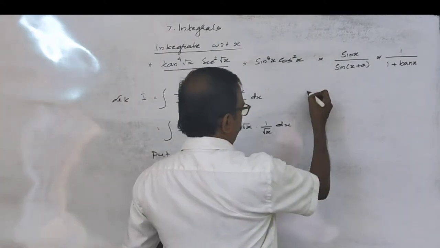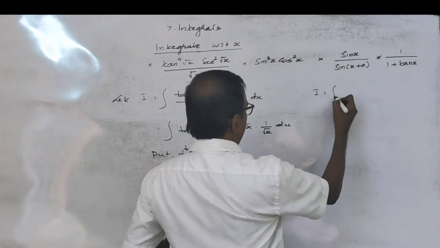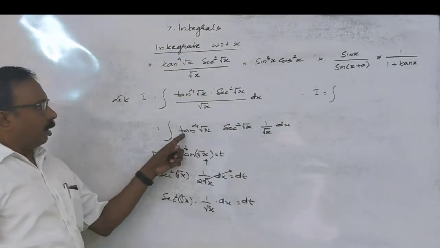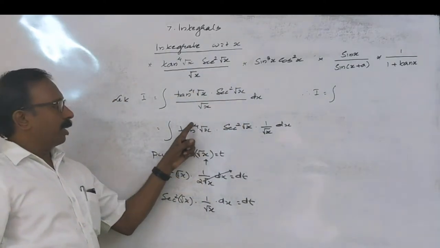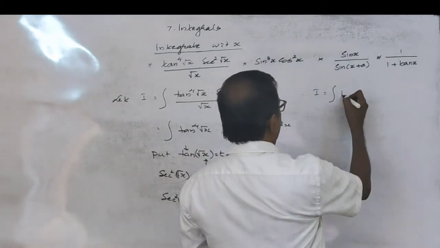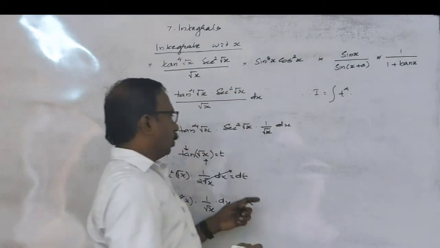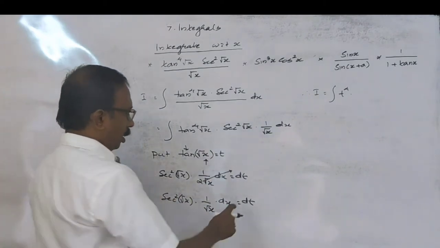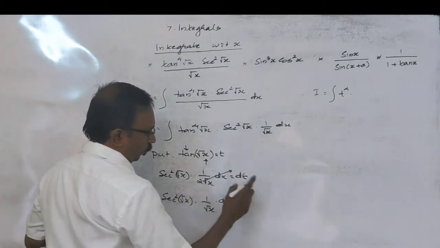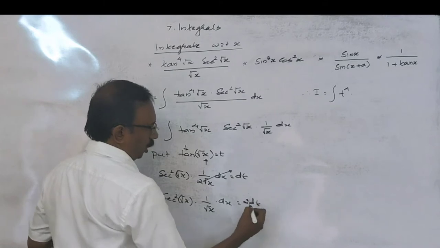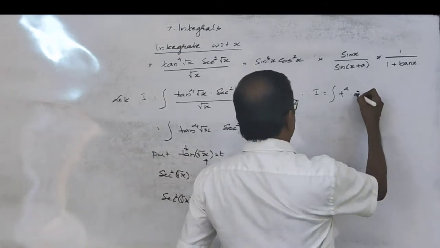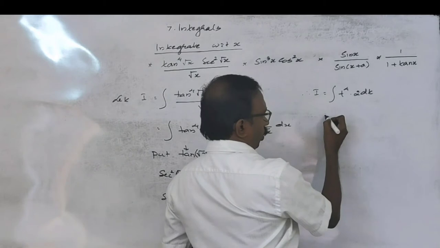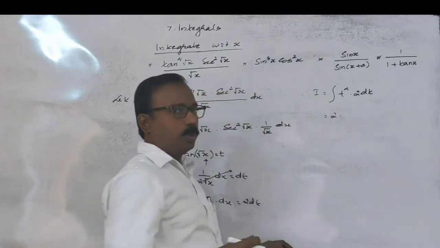Therefore, I is equal to the integral of tan root x to the power 4 into sec square root x into 1 by root x into dx, which is 2 dt, not dt. 2 is a constant, so we take it outside.